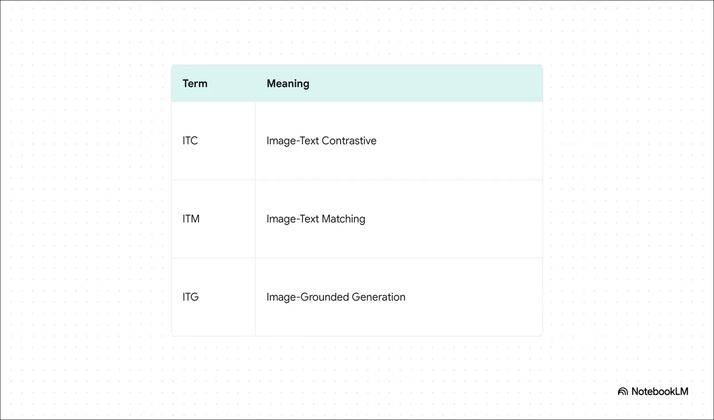That's a binary classifier that forces the queries to spot really fine-grained mismatches between an image and a caption. And finally, ITG, Image Grounded Text Generation, which literally forces the queries to encode information that can be successfully decoded into actual text. By mastering these 3 tasks, the Q-former gets a complete masterclass in visual representation.